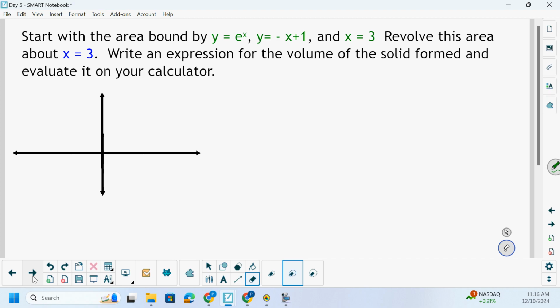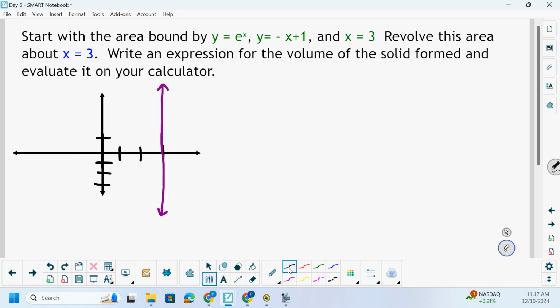Moving on to the next one, we're going to work with a new equation now. So we've got those 3 green ones there that are going to surround our region. We've got x equals 3, which is a vertical line. We've got -x plus 1, so that has a y-intercept of 1, and it'll go down 1 and over 1 each time. Therefore, it's going to intersect our line at 3, -2.